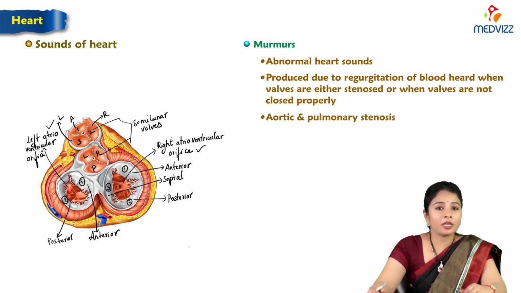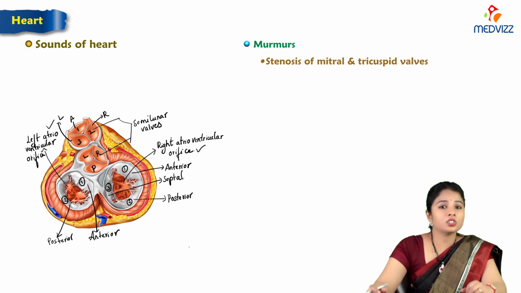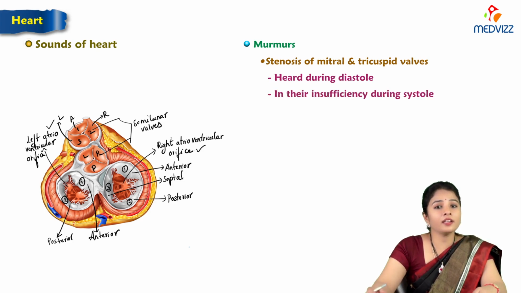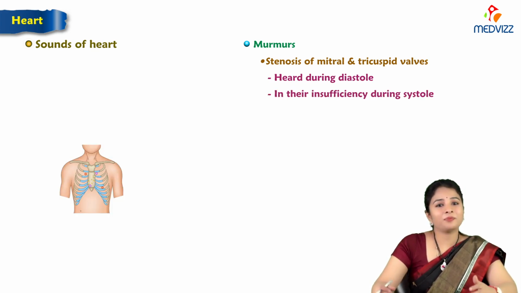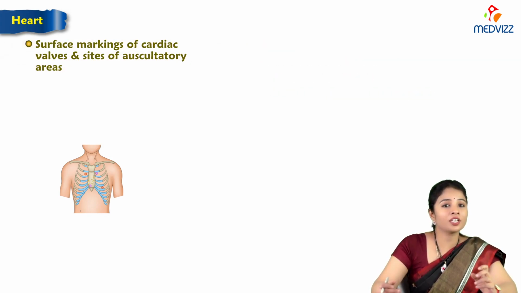In aortic and pulmonary stenosis, the murmur is heard during systole, and in insufficiency of these valves, it is heard during diastole. In the stenosis of the mitral and tricuspid valves, the murmurs are heard during diastole, and in their insufficiency, during systole. Okay, let us wind up the anatomy of the heart with the surface markings of the cardiac valves and their sites of auscultation.